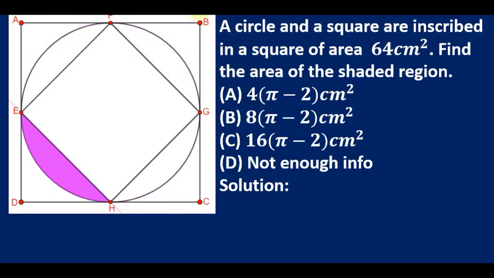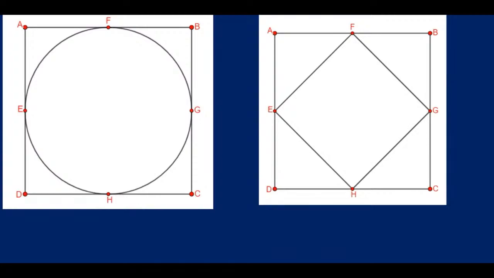So we're asked: a circle and a square are inscribed in a square of area 64 cm square. Find the area of the shaded region. So before I solve it, let's look at these two diagrams. If you notice, it's the same thing as the former diagram, but they are now together, because we have a circle inscribed in the bigger square, and also the smaller square inscribed in that.